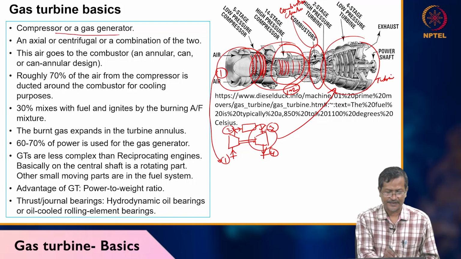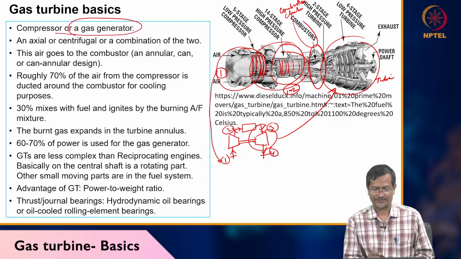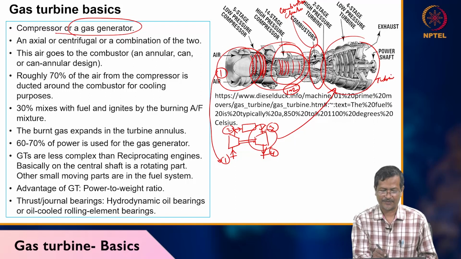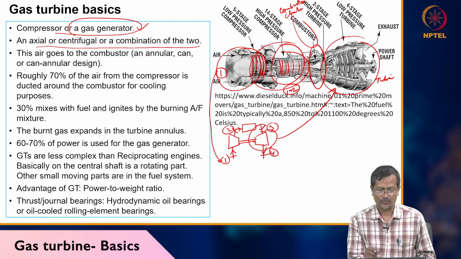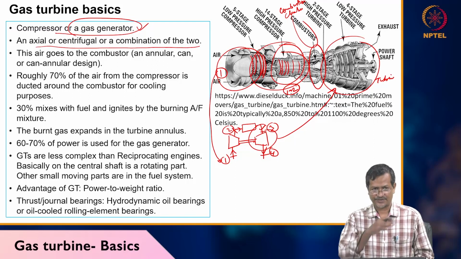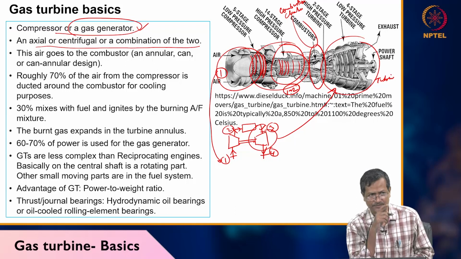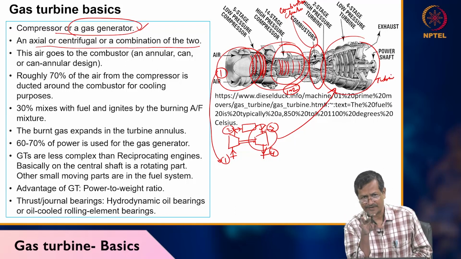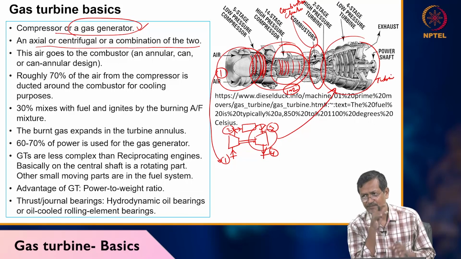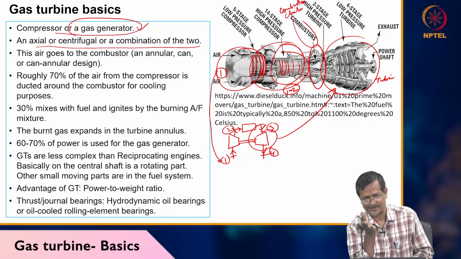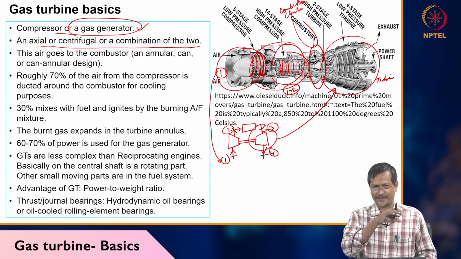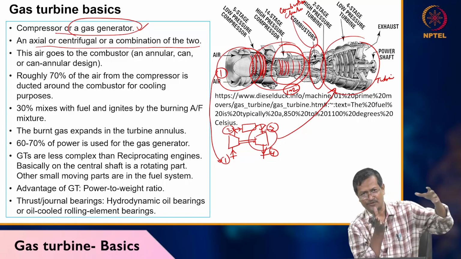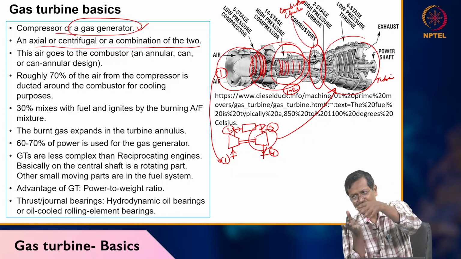For the compressor, another term is there: gas generator. You are not generating gas, actually you are compressing, but people use the term gas generator. Axial or centrifugal or a combination of the two can be used. Normally the first stage will be an axial compressor. Why axial? Axial compressors can handle a very large volume of air. You can remember the pump turbine I was teaching at that time. An axial machine has very large volume handling capacity but low pressure capacity. So you take a large volume, compress a little bit, then go to centrifugal or another type.